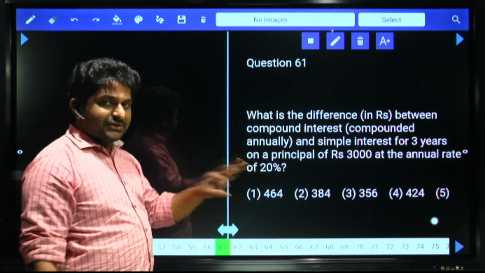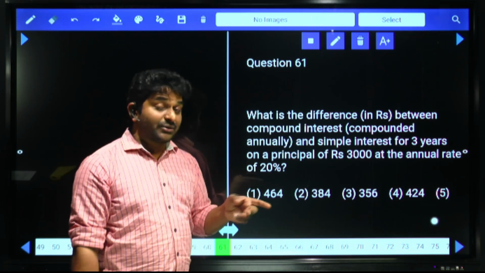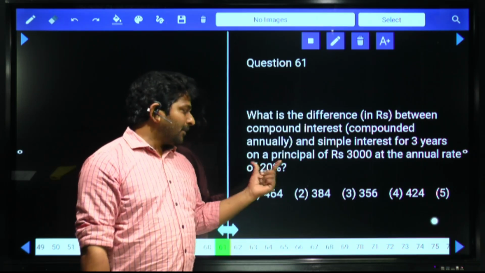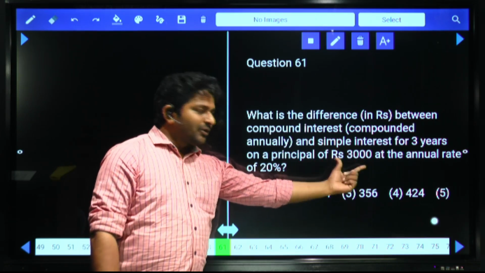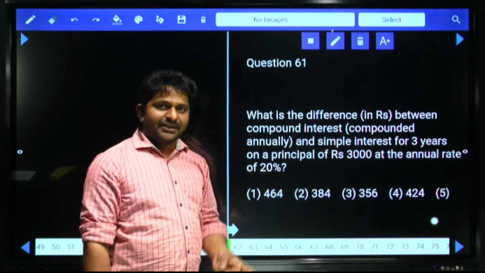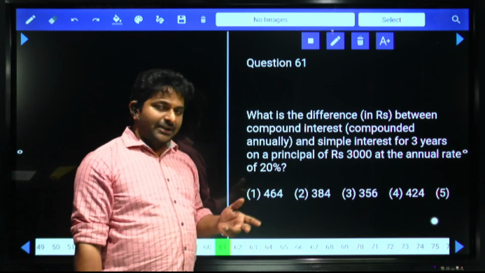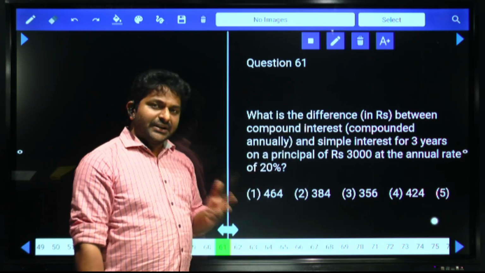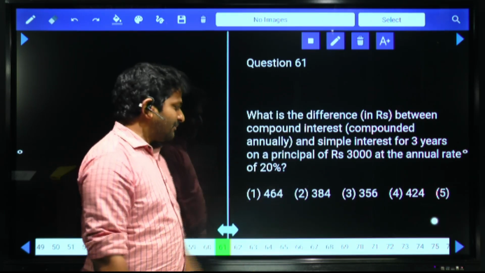సో సింపుల్ ఇంట్రెస్ట్ 3 years 3 multiple అవుతుంది. కాంపౌండ్ ఇంట్రెస్ట్కి 3 years ఇంట్రెస్ట్ కూడా 3 multiple అవుతుంది. ఎందుకంటే మనం క్యాలిక్యులేట్ చేసే పర్సంటేజ్ అనేది 3,000 మీద చేస్తున్నాం. సో 3,000 మీద ఏ పర్సంటేజ్ క్యాలిక్యులేట్ చేసినా అది 3 multiple అవుతుంది. సో బోత్ సింపుల్ ఇంట్రెస్ట్ అండ్ కాంపౌండ్ ఇంట్రెస్ట్ ఆర్ 3 multiples అండ్ యువర్ క్వశ్చన్ ఈజ్ అబౌట్ డిఫరెన్స్ ఆఫ్ 3 multiples ఈజ్ ఆల్సో 3 multiple. కాబట్టి ఆన్సర్ 3 multiple అవ్వాలి.